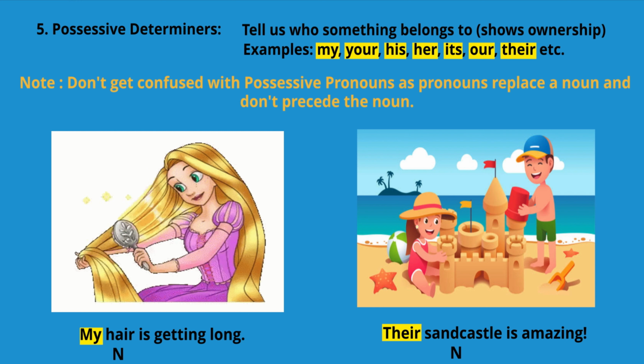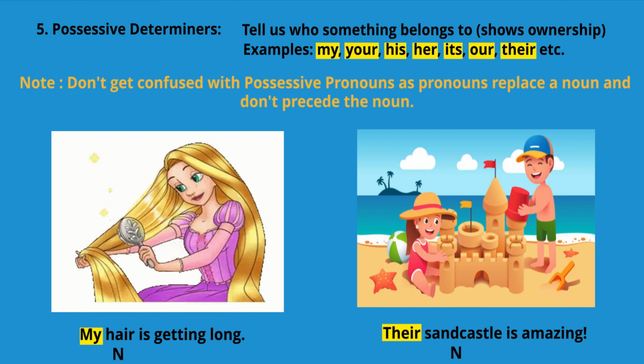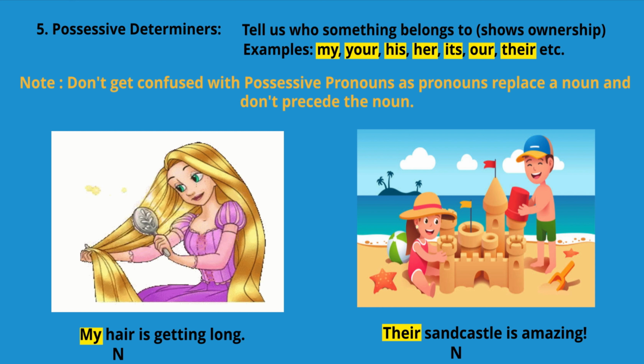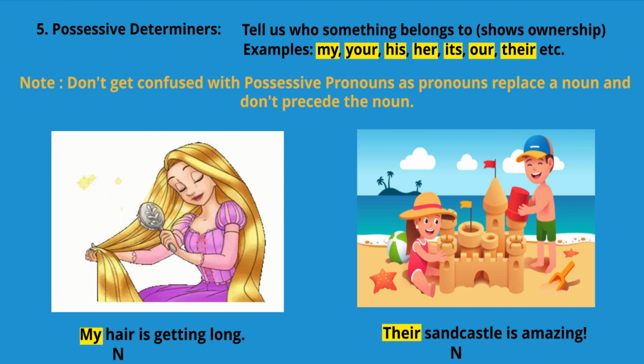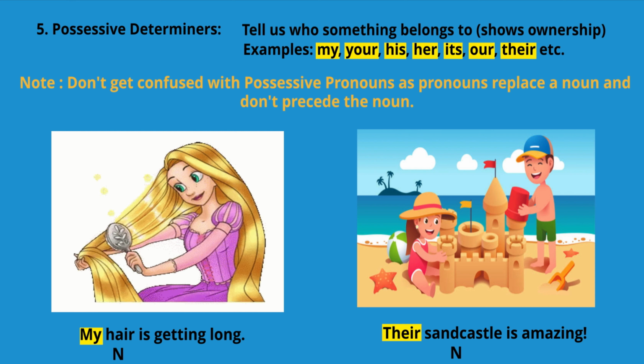The fifth one is possessive determiners. They tell us who something belongs to. That means they show ownership. Examples: my, your, his, her, its, our, their, etc. Note: don't get confused with possessive pronouns, as pronouns replace a noun and don't precede the noun. So they don't come before the noun.